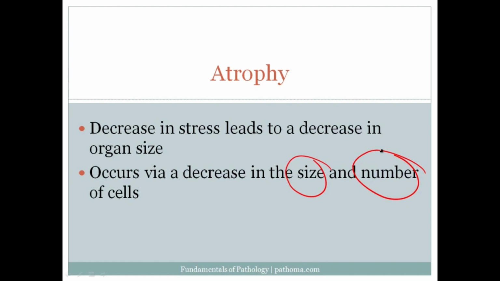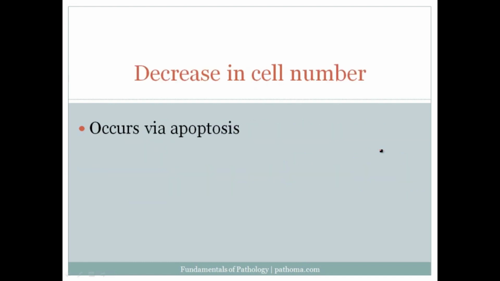Again, it's not sufficient to simply know the definition of atrophy. The examiners like to go after the mechanism of atrophy, and so let's touch on that briefly. Well, remember that atrophy is going to occur in two ways. The first would be to decrease the number of cells. And a decrease in number of cells is going to occur via apoptosis. Apoptosis is a mechanism of cellular death that we'll discuss in more detail later on in this chapter, but it's very important to know that a decrease in cell number will actually occur via apoptosis.